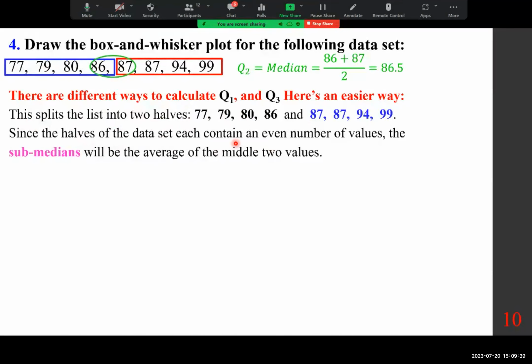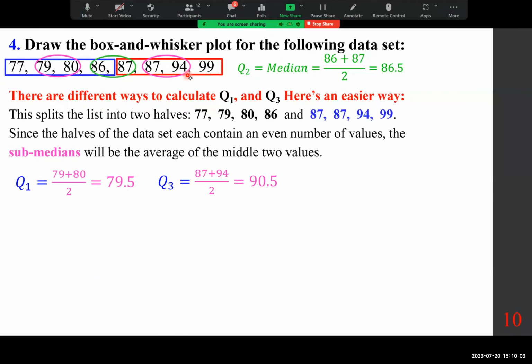Since the halves of the data set each contain an even number of values, the submedian will be the average of the middle two. So in this case, 79 plus 80 divided by 2 is 79.5. In this case, 87 plus 94 divided by 2 is 90.5. So again, look at the bottom half, the middle of the data here. Look at the top half, the middle of the data is here. So Q sub 1, Q sub 3, and Q sub 2 are given.